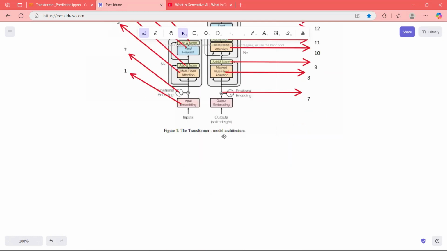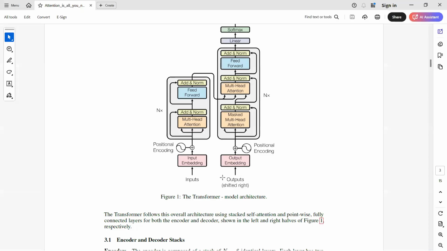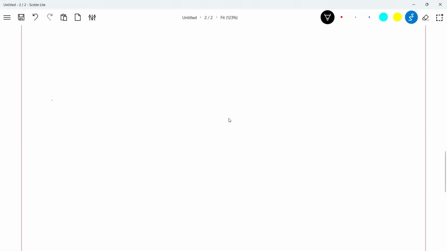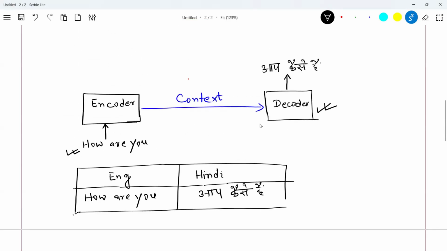So inside the decoder, if you look, you will see that it says output shifted right. I want you to understand the meaning of output shifted right. So let me try to explain it in my notes here. What is the meaning of output shifted right? When the training is happening, the encoder will be given this input and the decoder will be given this input.